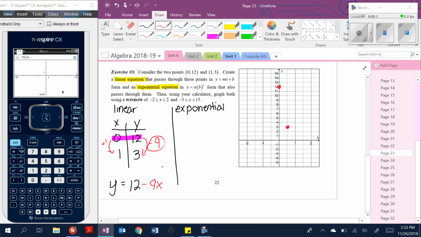All right, exponential. Well, we still have the same 2 points, right? But I got to figure out how we got from 12 to 3 using multiplication. And some of you might say, well, isn't it division by 4? 12 divided by 4 is 3. But what's another way to write dividing by 4 if I need to use multiplication?